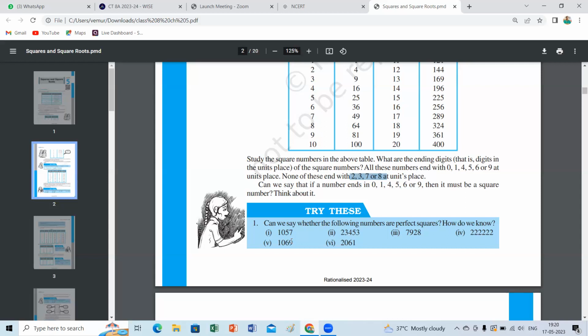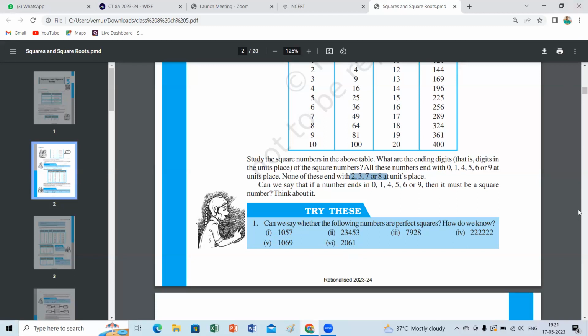So the units place should get a 3. So probably I should take the number as 3 or 7, because 9 would mean it is 1089, so it's not possible. 33 square, what is the number? It is 1089. Then we can say it's a non-perfect square number, right? Non-perfect square, ma'am.